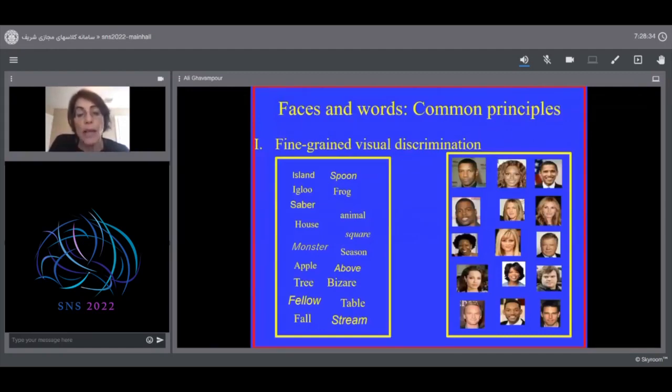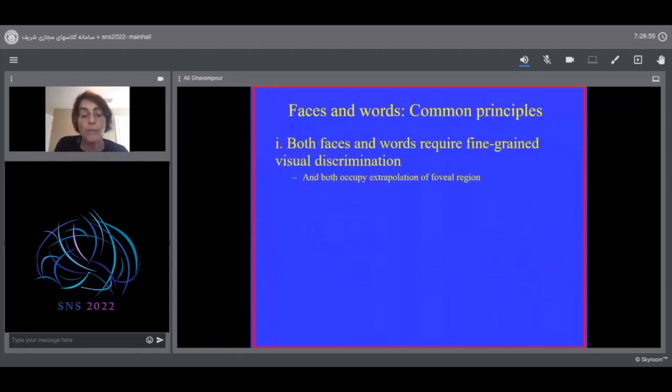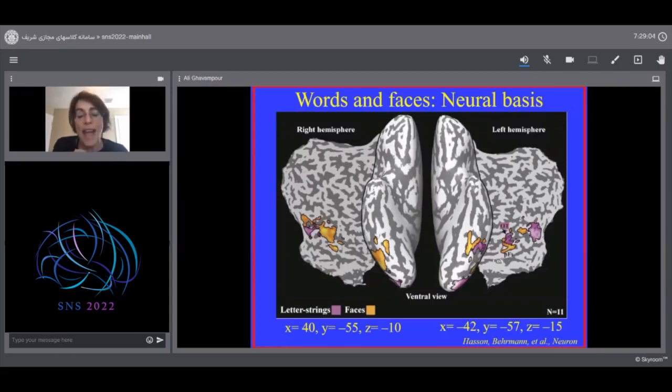The first principle is that both faces and words require fine-grained visual discrimination. The exemplars are so similar. So for faces, everybody's got 2 eyes, a nose, and a mouth in the same configuration. And for words, there are these sort of alphabetic features that are used to generate new words. So both categories require fine-grained discrimination. Next, please. And both occupy the anterior extent of the fovea.